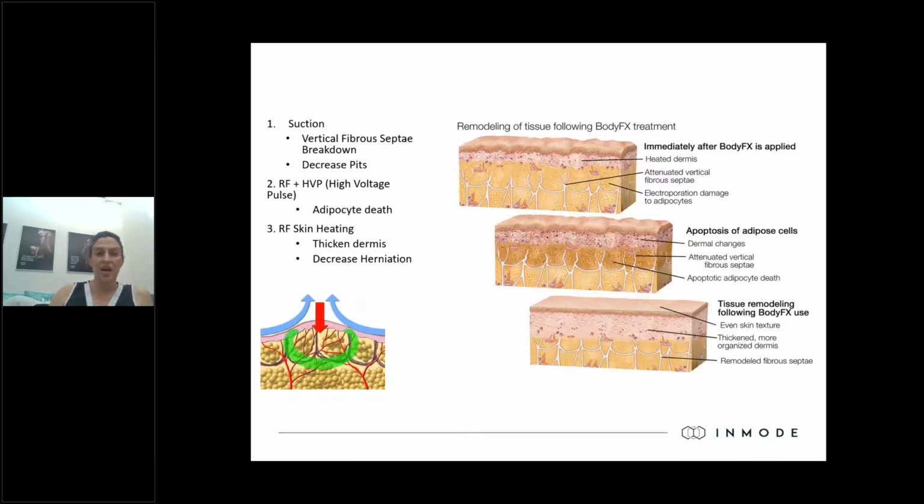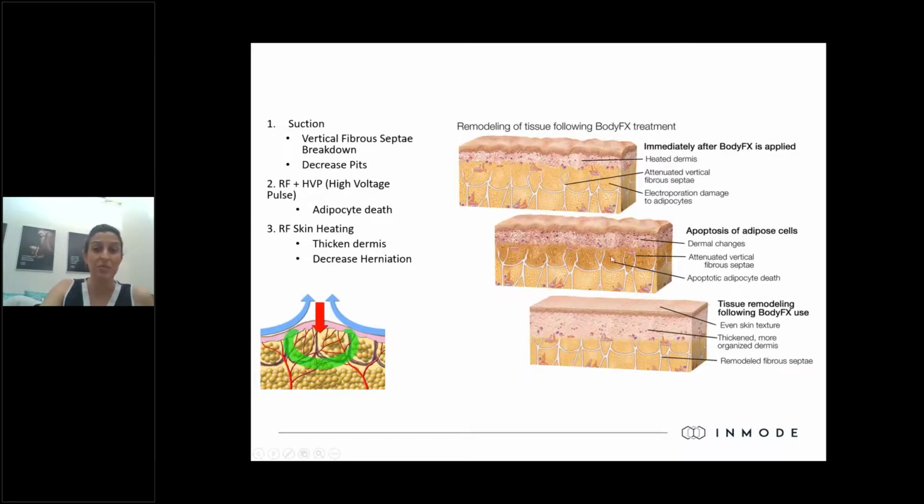And here's what actually happens within the cells. Okay, so immediately after Body FX is applied, the dermis is heated up. We have attenuated vertical fibrous septa and the electroporation that damages adipocytes in a selective manner. This apoptosis pathway starts, and that basically will shrink the size of the adipose tissue.